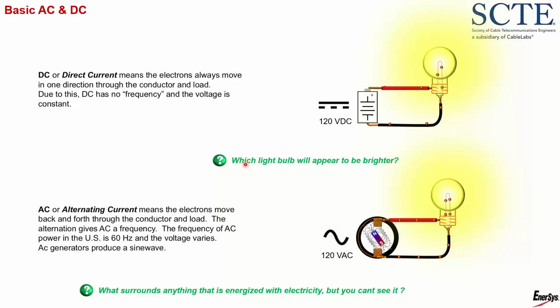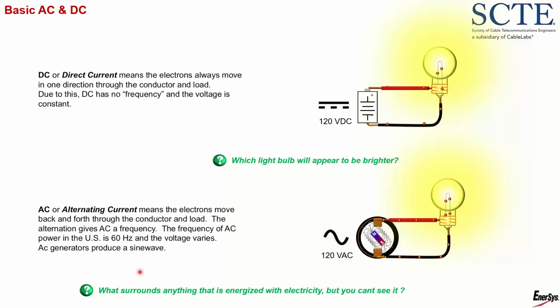I got a couple questions on the screen here. Which light bulb will appear to be brighter? Well, I got a 120 volt battery and I have a generator that's producing a peak voltage of 120 volts. So which light bulb would appear to be brighter? Well, remember the DC is always 120 volts going through my light bulb. So it's consistently 120 volts. The AC down here, my generator is going from 0 volts up to 120, back to 0 volts, back to 120, back to 0 volts. So it's going back and forth like that. The DC one would appear to be brighter than the AC one in this example.